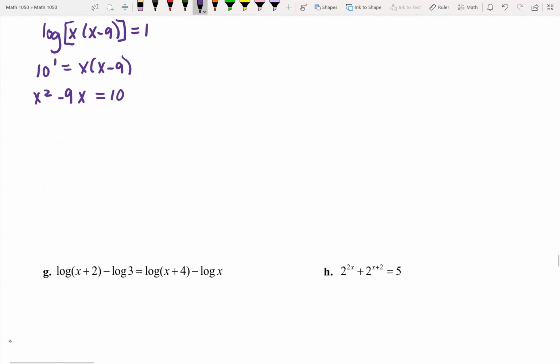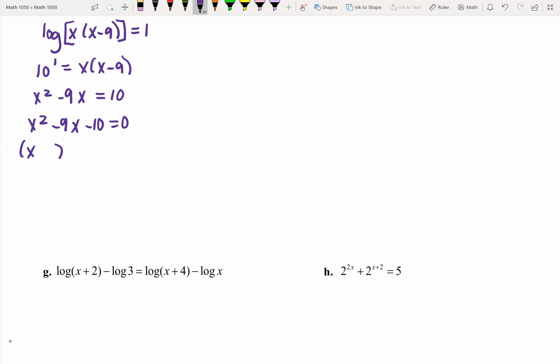In the past, I've had students not know what to do here. I've had students move the 9x over in square root. That's not correct. What do? Move your 10. Because what are we setting ourselves up to do? Factor. So you have x to the second minus 9x minus 10 equals 0.